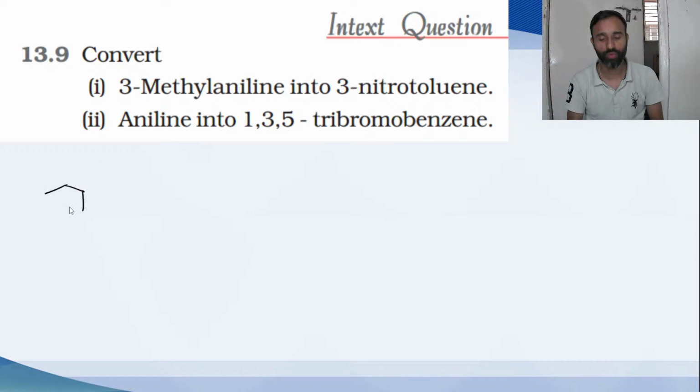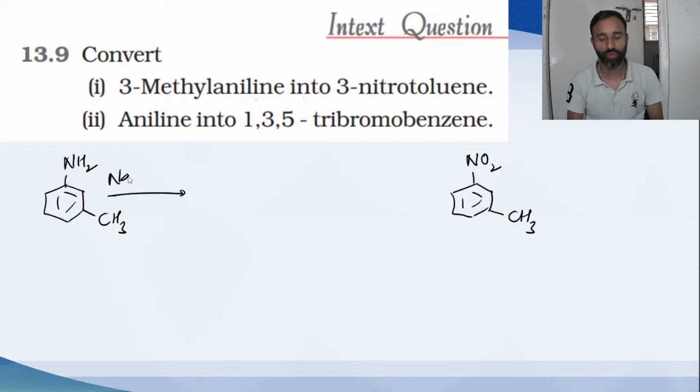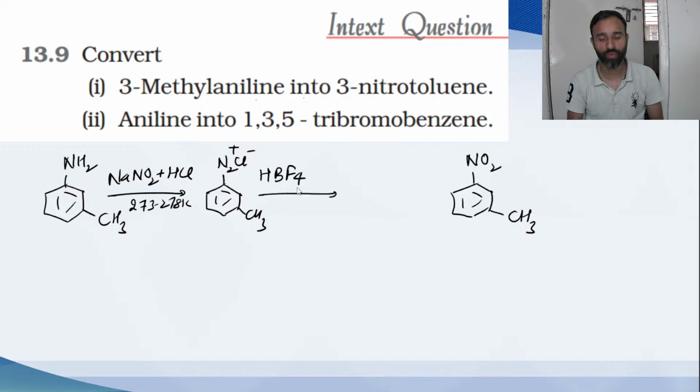Let's convert 3-methylaniline into 3-nitrotoluene. Obviously, NH2 is replaced by NO2. So first of all, diazotization. Whenever NH2 is replaced by any other group, do diazotization first. We get diazonium salt, then with HBF4 we get fluoroborate, then with NaNO2 and copper, on heating, we get the nitro product.